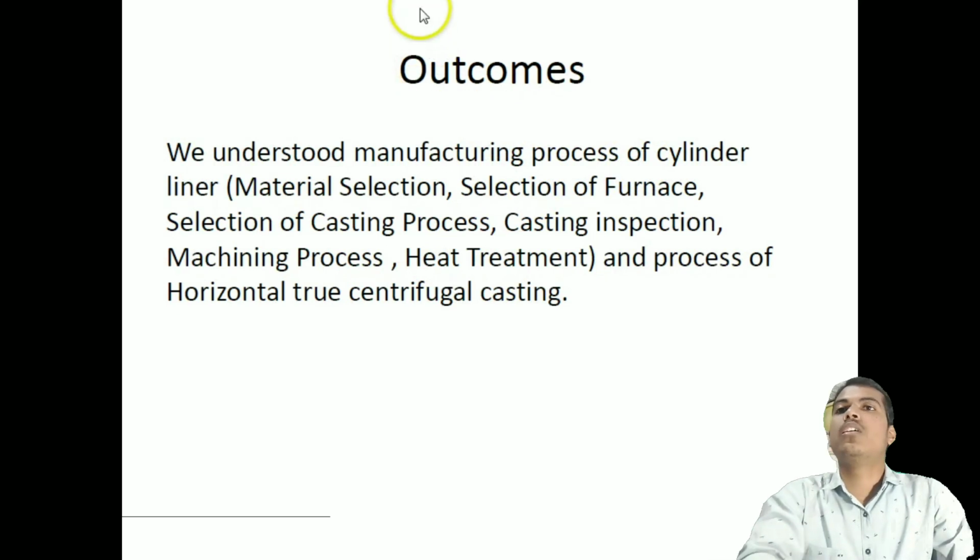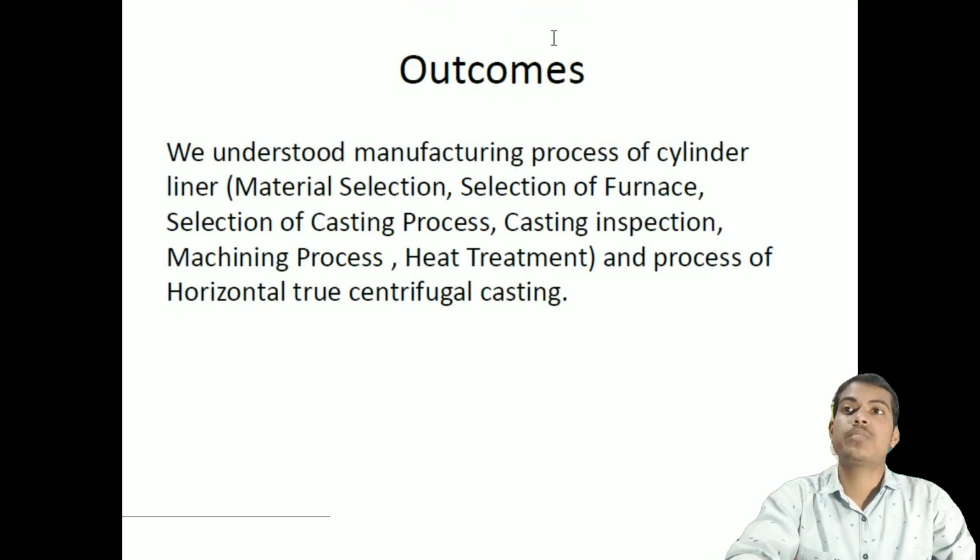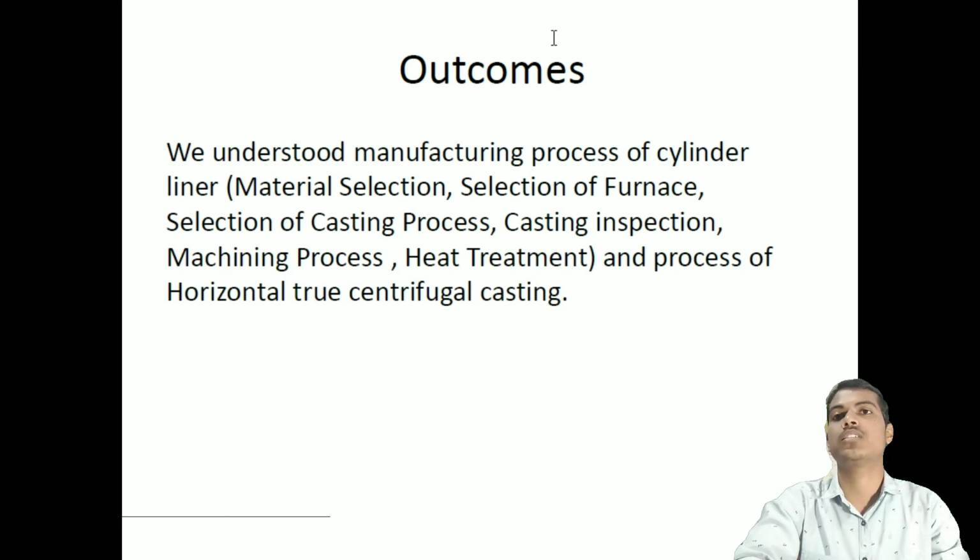Then the outcome. From this we understood the manufacturing process of cylinder liner: material selection, selection of furnace, selection of casting process, casting inspection, machining process, heat treatment, and the process of horizontal centrifugal casting.